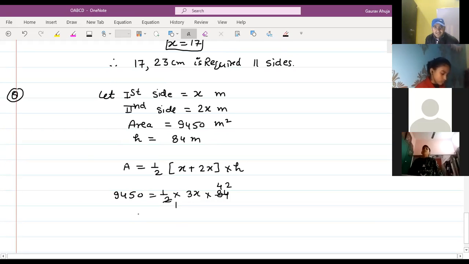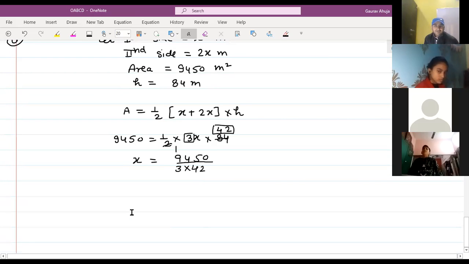Now x is 9450, and this 3 and this 42 we'll shift to the left side in the denominator part. 3 into 42. How will we cut this? Again, we'll reduce it, you can start from 3. Don't multiply the denominator numbers 3 and 42 and then divide, just simplify it. So cutting with 3, 3 3s are 9, 3 1s are 3, 5 0s are 0. Now 42 will be in the denominator part.